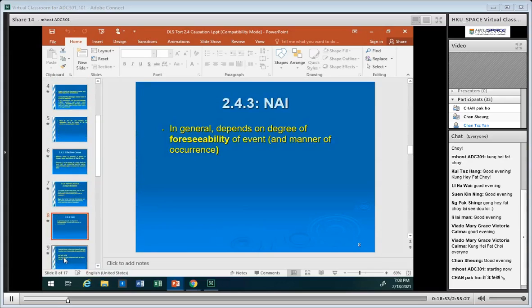So it does depend on the degree of foreseeability of the event, and I suppose also on how it actually occurs. Again, it's up to the court really on the facts of each case. You can't really lay down any general principle here. All these cases do depend on the facts that arise in that particular instance.